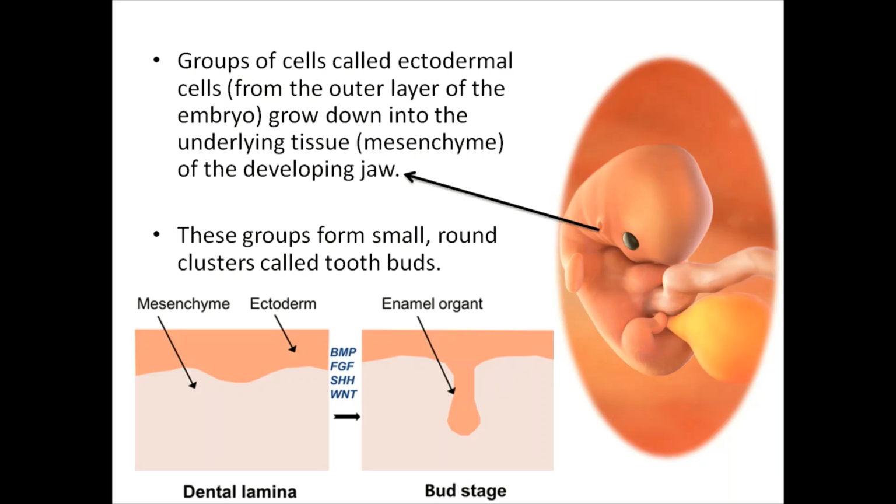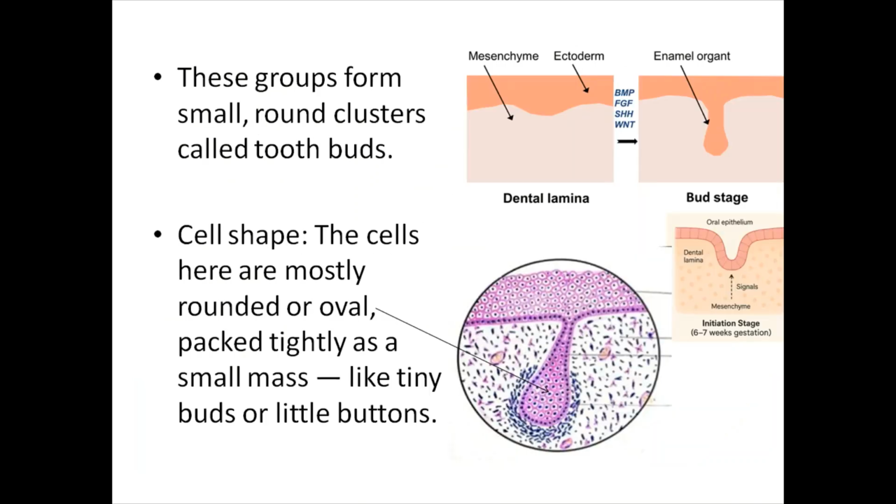Groups of cells called ectodermal cells, from the outer layer of the embryo, grow down into the underlying tissue, mesenchyme, of the developing jaw. These groups form small, round clusters called tooth buds. Cell shape: the cells here are mostly rounded or oval, packed tightly as a small mass, like tiny buds or little buttons.